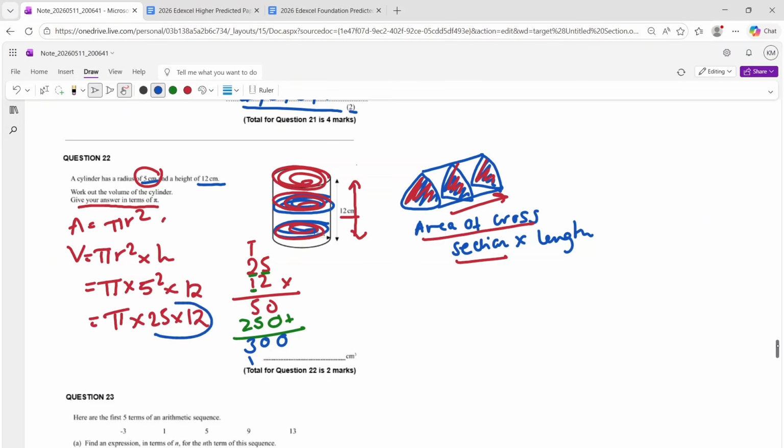But that's the answer to this. Don't forget you need to leave pi in your answer. So my final answer is 300 pi centimetres squared. And that's it for 2 marks.